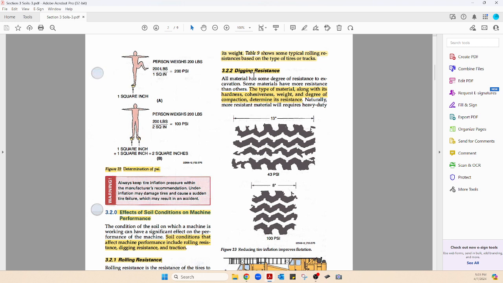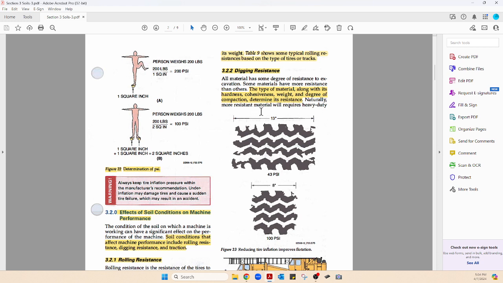So far, we've been talking about hauling stuff, moving stuff. All material has some degree of resistance to excavation. Some materials have more resistance than others. The type of material, along with its hardness, its cohesiveness, its weight, and degree of compaction determine its resistance. In other words, how hard is it to get it out of the ground? How hard is it to dig in? How hard is it to doze in?